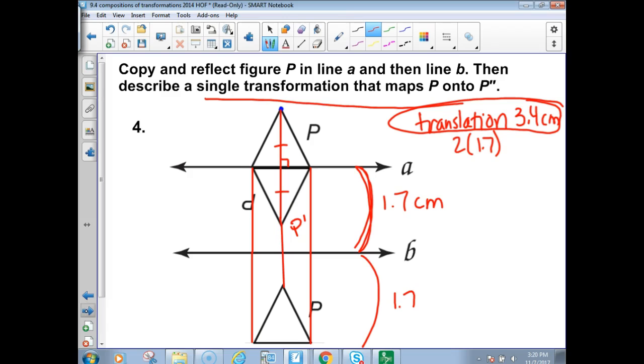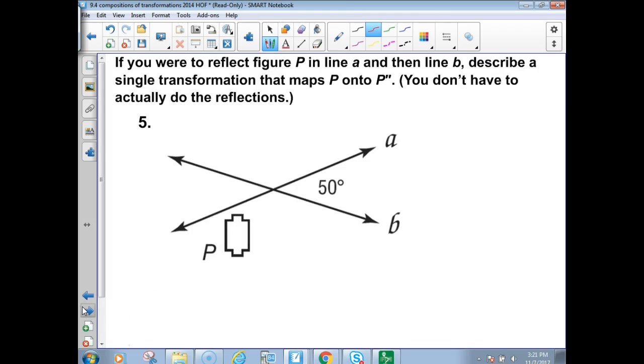Okay? Does anybody still need this page? Okay. This is something you're going to need to know. All right. Now these, you don't have to actually do it. Okay? You just need to tell me what would be the outcome.